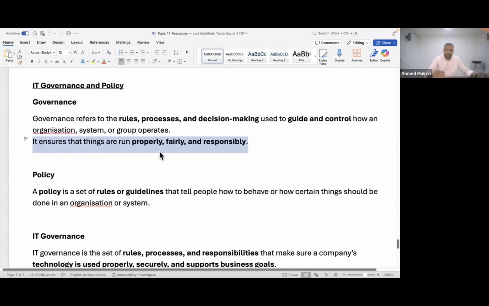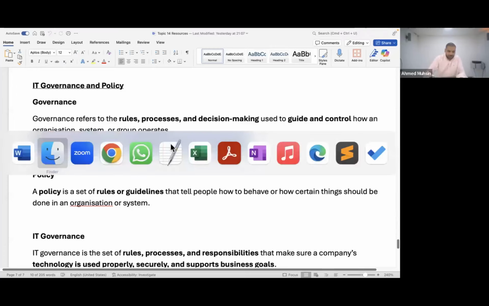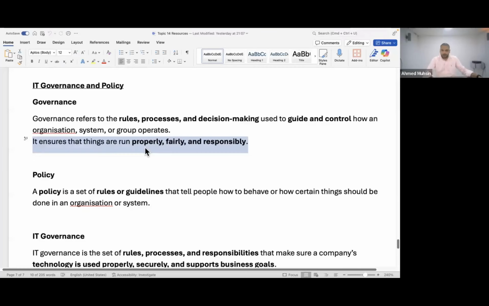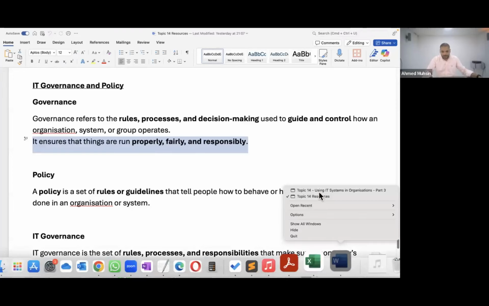Are we okay with this? This is what you mean by governance. Running a business, running a country, running an organization properly, fairly, and responsibly. Are we okay with that? That word is okay now? So above governance, can you all put that word over there? Running things properly, fairly, and responsibly. On top of governance, would you all have space to write that?